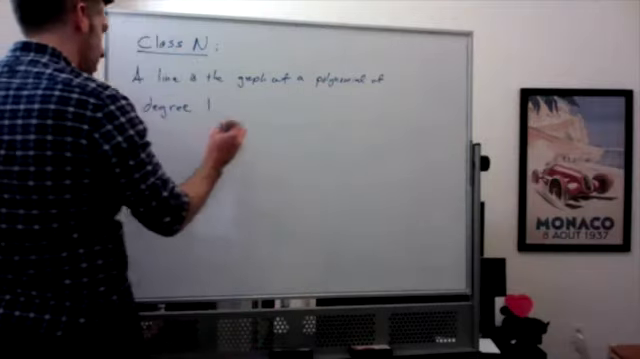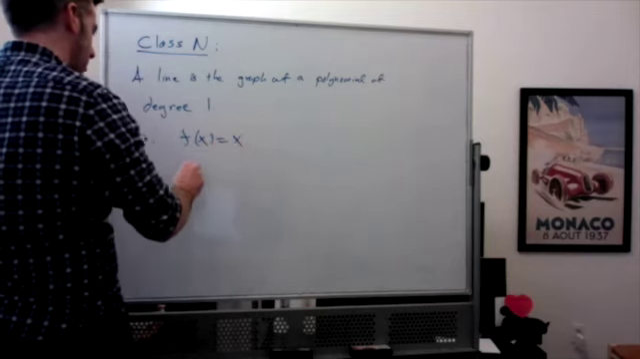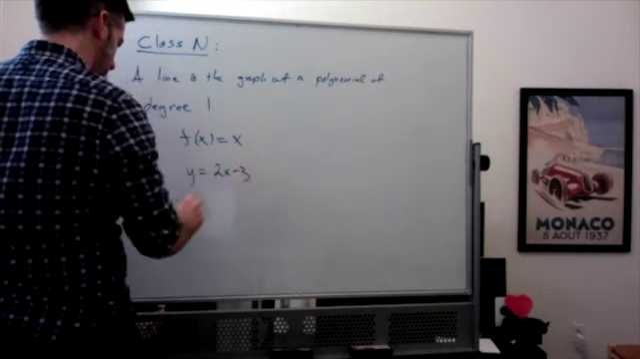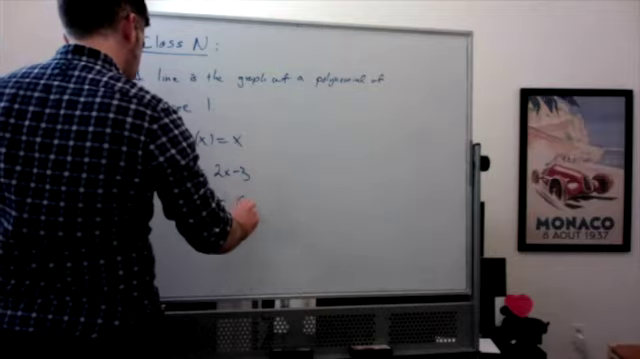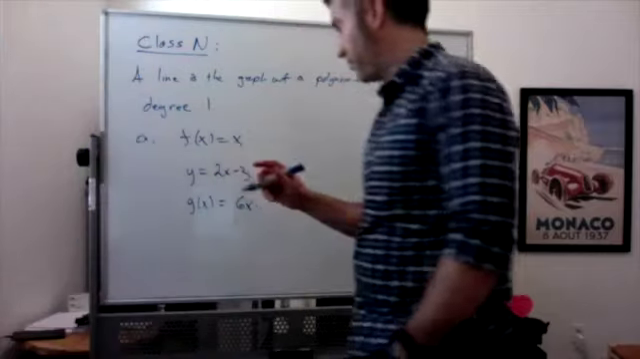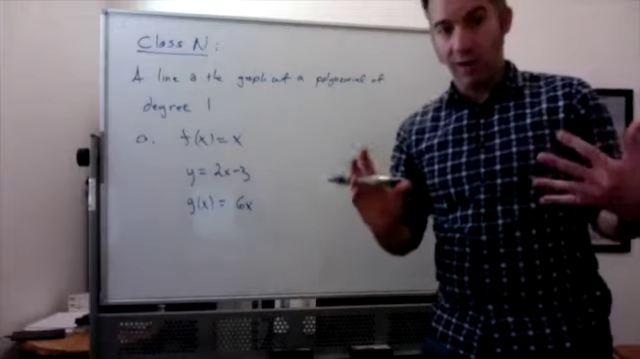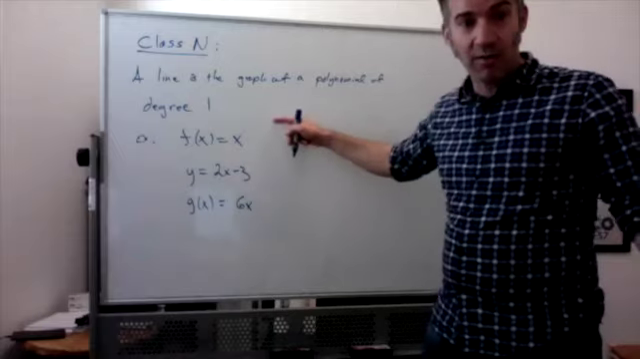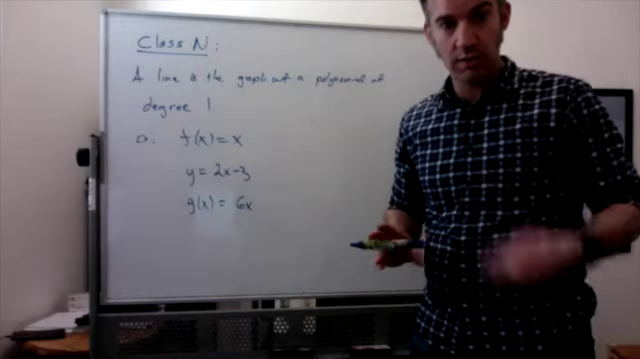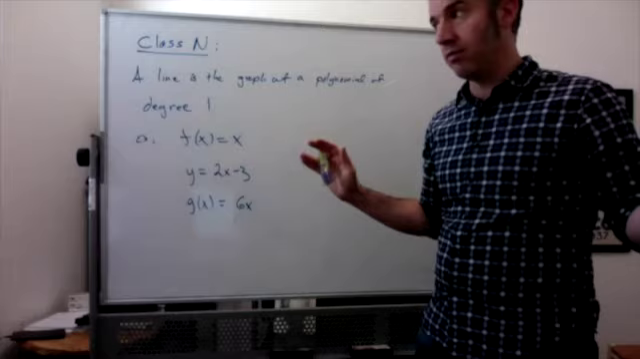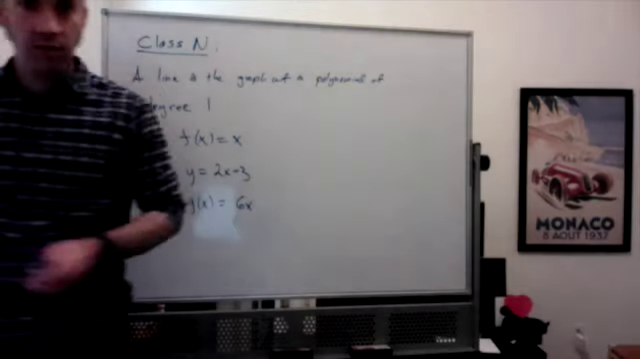So some examples of this would be like f of x equal to x, y equal to 2x minus 3, g of x equal to 6x, stuff like that. So these all are degree one polynomials. And we say they're degree one because, well, they are linear, but more importantly, the highest power of x is one, and all the other powers of x are non-negative integers. So you can't have any fractional powers, you can't have any negative powers. Yeah, that's a little better.